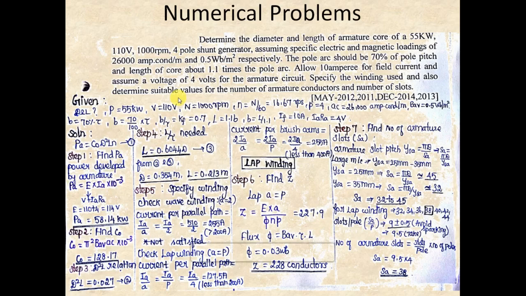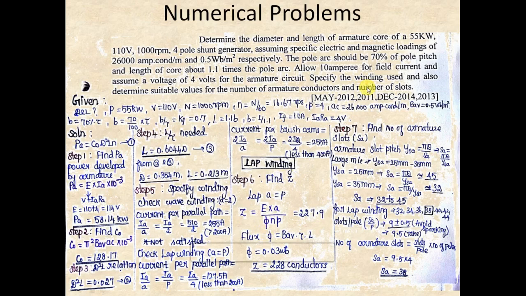Next it is asked to find the suitable value of number of armature conductors. It can be determined from the standard relation of generated EMF, that is E equals P phi Z N by 60A. All these parameters are not mentioned in the problem. The values of capital E, small a, small n and small p are given. We have to identify the value of phi, then only we will be able to calculate the value of Z.